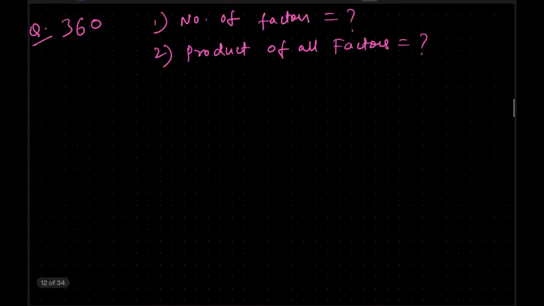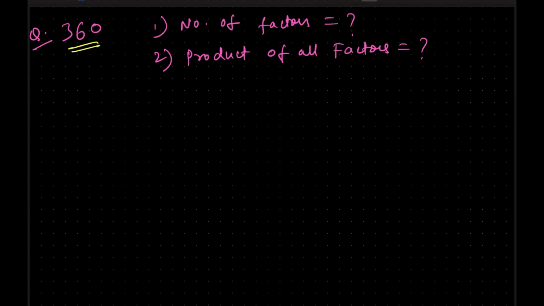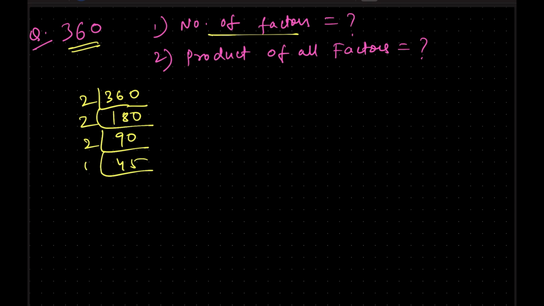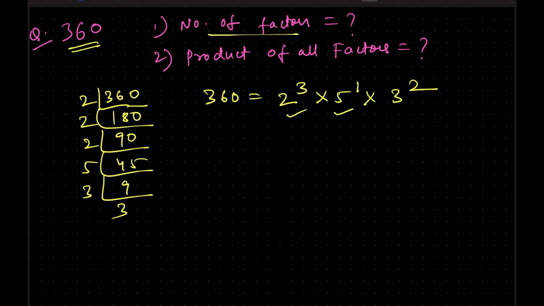So let's see one more example. Suppose this is a question: 360. You can't find the factors of this number individually, so let's see how we will proceed by the formula. We will find the prime factors: 360 divided by 2 is 180, then 2 times gives 90, then 2 times gives 45, then 5 times gives 9, then 3 times 3. So 360 can be written as 2 cubed into 5 power 1 into 3 squared. So there are a total of 3 prime factors, and these are their powers.